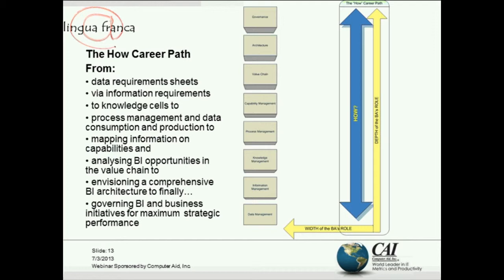And finally, at the top of the food chain is governance, which can only be effective if at least the three previous building blocks are managed. There is no governance possible without knowledge of and the vision on the architecture, the processes, the capabilities, and the value chain. So there you have it. This is what a BA4BI needs to master.